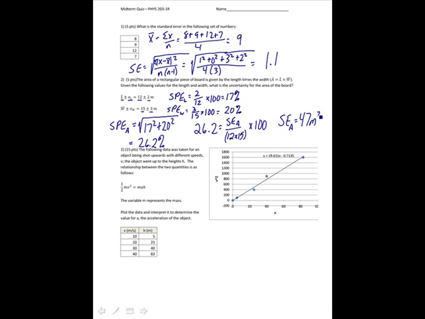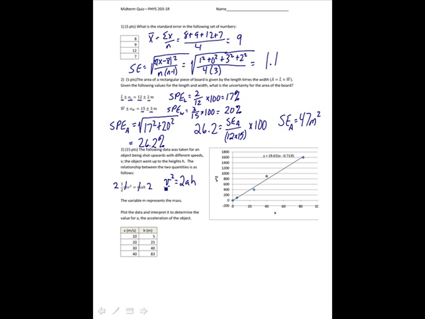Alright, the following data was taken for an object being shot upwards with different speeds, v. The object went up to heights h. The relationship between the two quantities is as follows: half m v squared equals m a h. Now you should have looked at this, and you have to rewrite it a little bit. Your m's cancel here, and then I can multiply both sides by 2. So I could rewrite this as v squared is equal to 2ah.